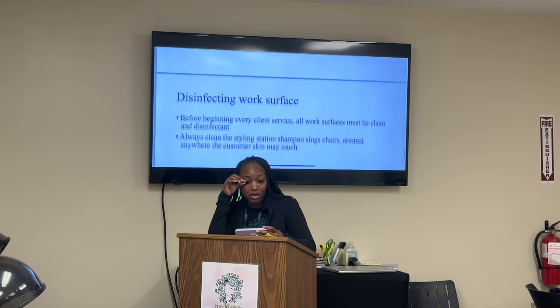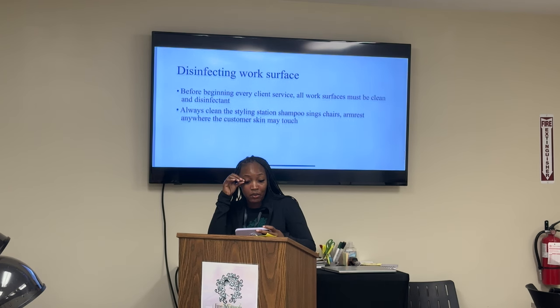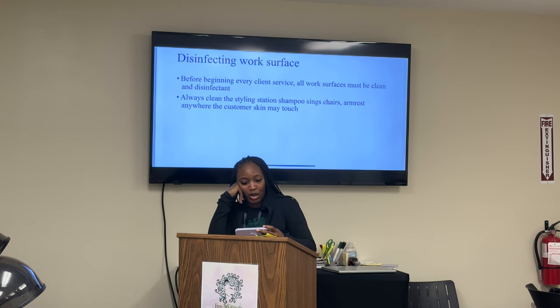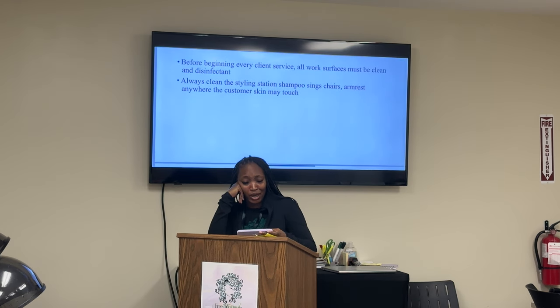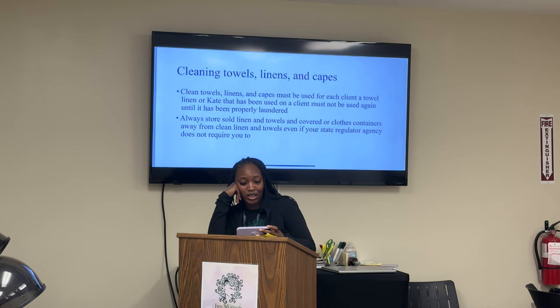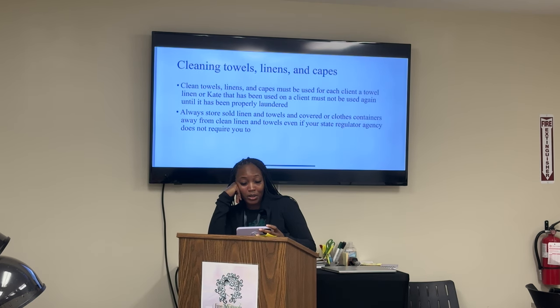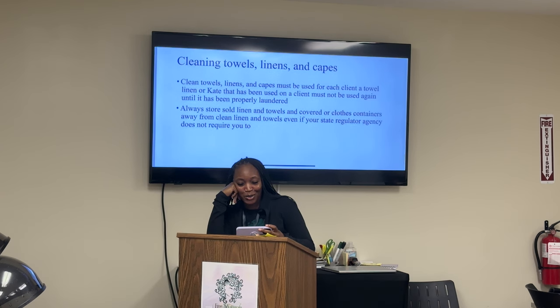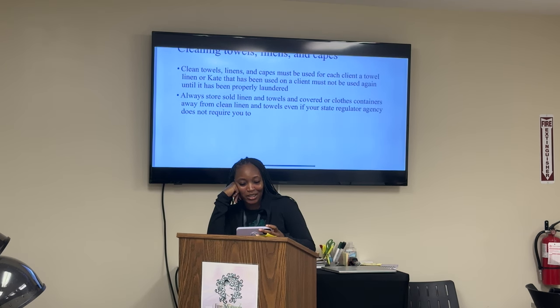Disinfecting work surfaces. Before beginning every client, all work surfaces must be cleaned and disinfected. Always clean the styling station, shampoo sinks, chairs, armrests, anywhere the customer's skin may touch. Cleaning towels, linens, and capes. Clean towels, linens, and capes must be used for each client.